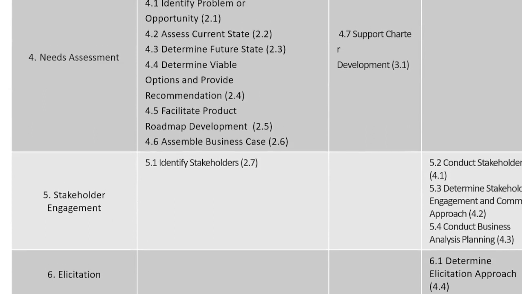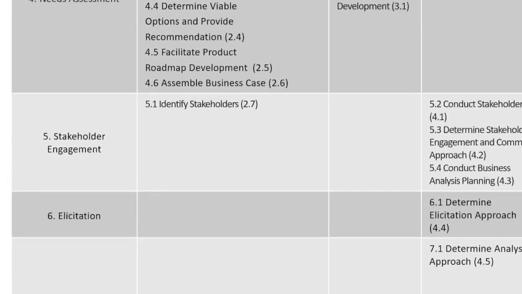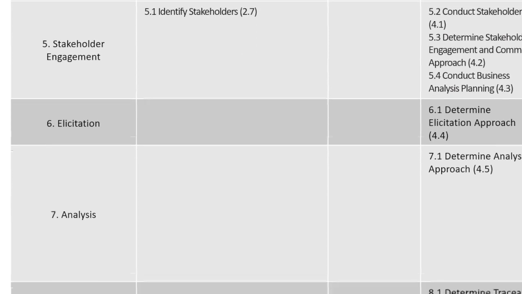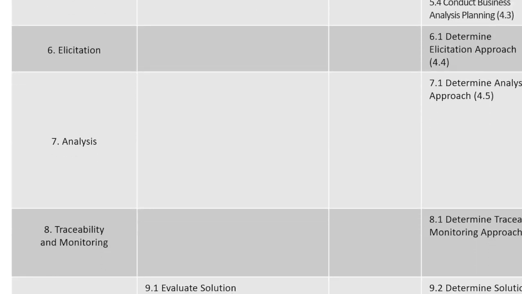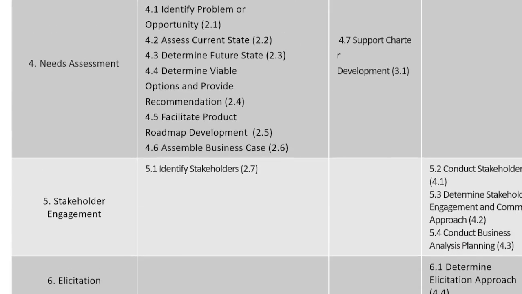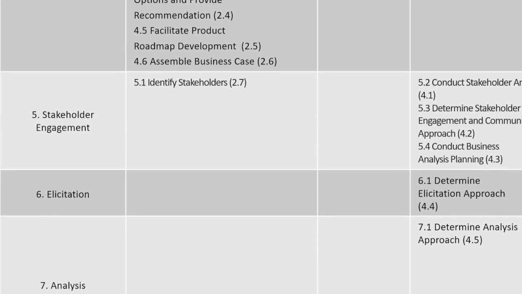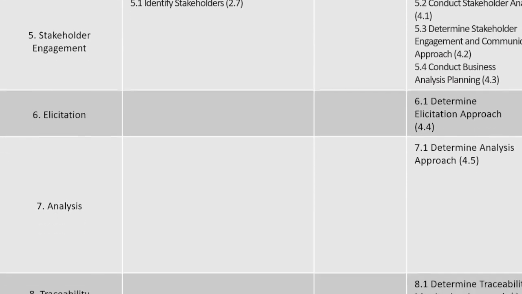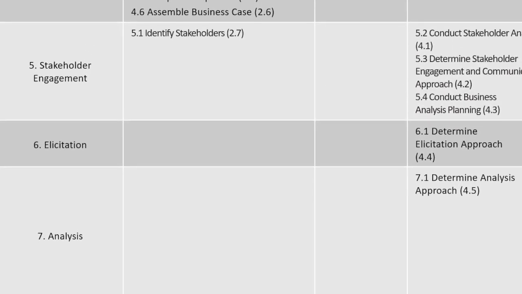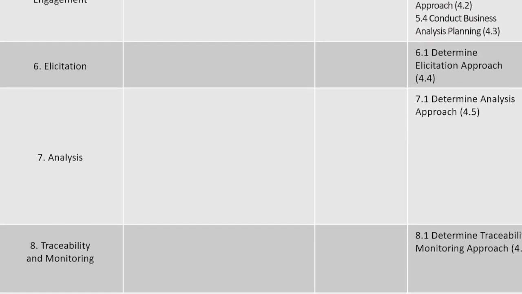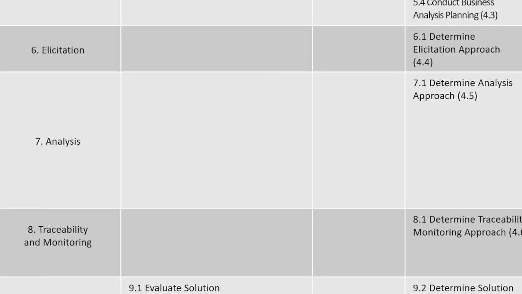Then, in terms of the knowledge areas, we have a needs assessment knowledge area, the stakeholder engagement knowledge area, the elicitation knowledge area, analysis, traceability, and monitoring, and we have solution evaluation, which you can't see, it's hidden down below. But let's talk about them one by one. Needs assessment is all about understanding the current state and determining what the future state should look like. Stakeholder engagement is all about engaging the stakeholder proactively. So you got to identify them, then you got to plan how to engage them, then you got to engage them. Then we have elicitation, the drawing out of the requirements.